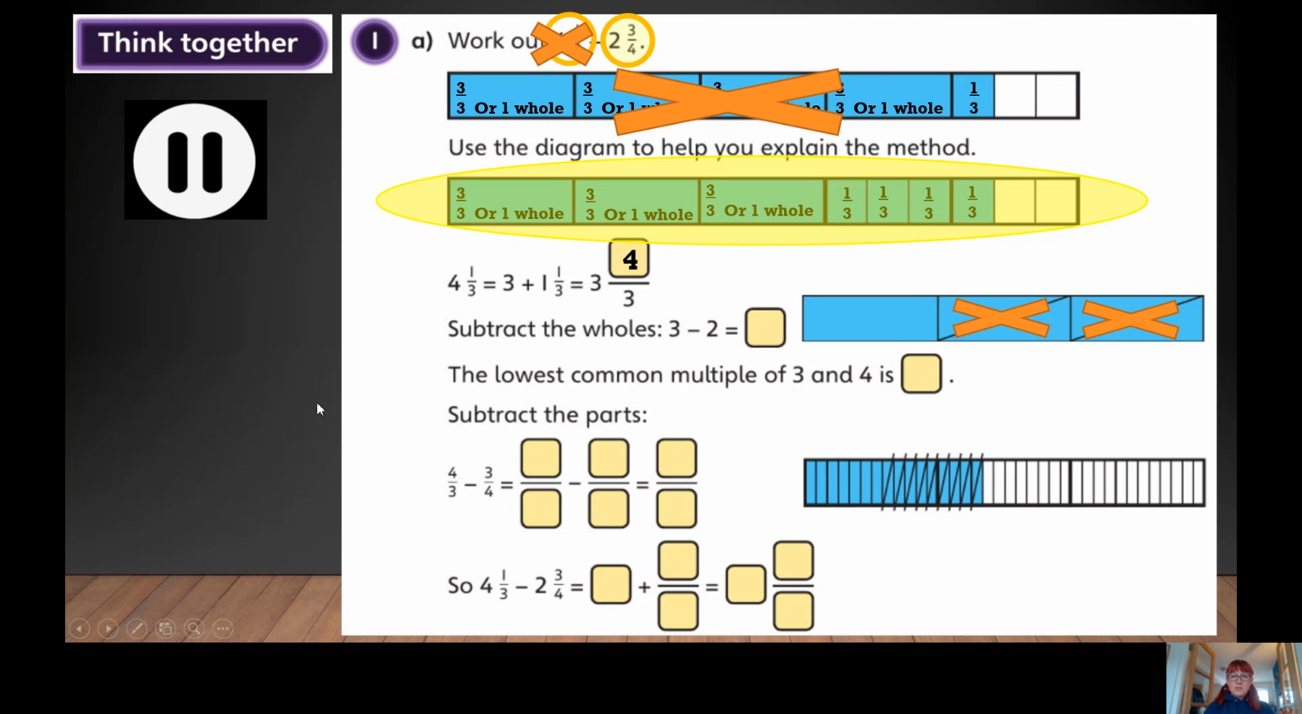So we've got 1, 2 taken away from 3 possible wholes, leaving us with 1. All right, remember that for later. You need that for the final answer. Now, because we are dealing in 3s as the denominator and 4s, we need to find the lowest common multiple of 3 and 4, and you've guessed it, of course, it's 12. So everything needs to be converted into 12ths.